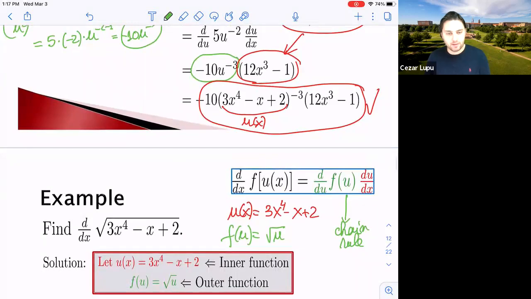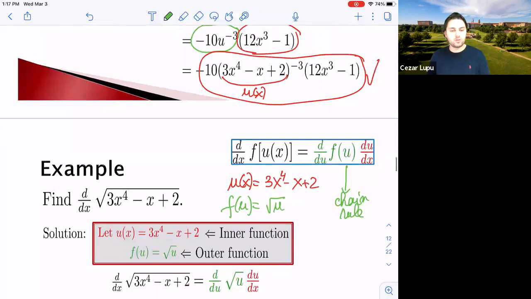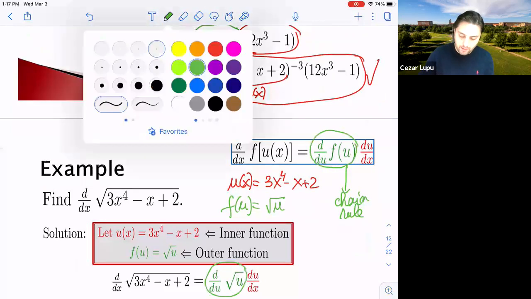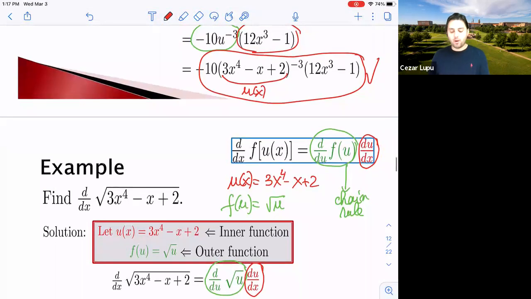So I'm identifying these two functions, which is great, and now I'm going to use the chain rule. Once I identify this, as you can see, I'm taking the derivative. This guy here is this guy here, because f of u is the square root of u. And now this guy here is nothing else than this guy here. But first, let's compute these two derivatives. So what would you do?